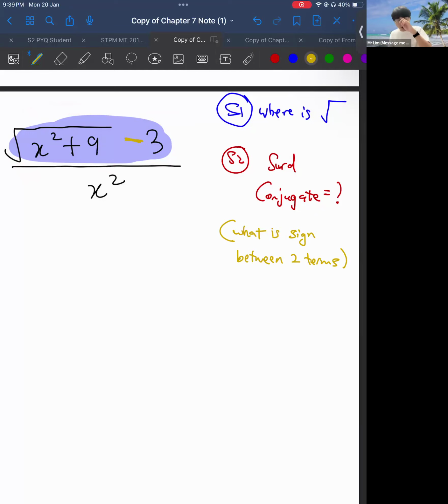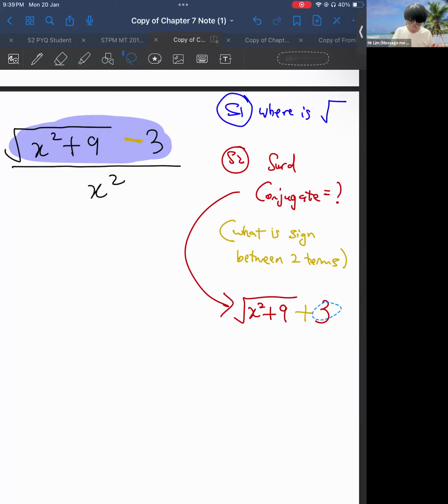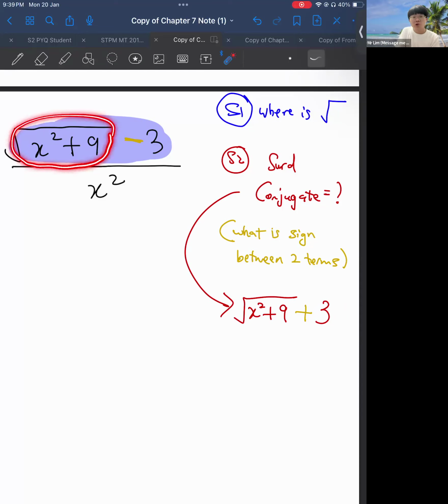Okay, it's a negative. So the third conjugate is you just copy and paste, but tukar the sign. Negative jadikan positive. So the third conjugate is square root x squared plus 9, but you plus 3. Faham maksud? All the other things, you don't need to change. Square root of x squared plus 9 remains, 3 also remains, but you tukar the sign. Negatif jadikan positif, kalau positif jadikan negatif. Okay, this is what I meant by the third conjugate. Boleh?